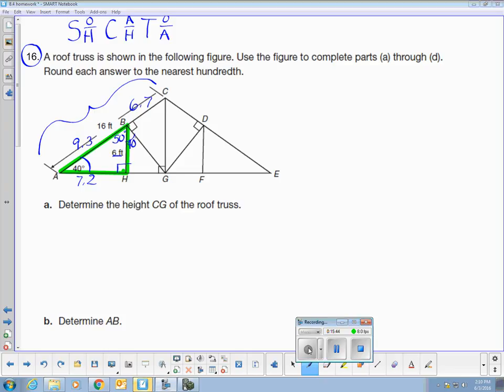And if this angle is 90 degrees, and we have the 40-degree angle above it, then that means this angle here has to be 50 degrees. And angle CGH is 90, so that makes this angle 40 degrees, which makes this angle up here 50 degrees. All right, so we now have all the missing angles, and so we can continue now and find some missing side lengths. For example, let's find the length from A to G.